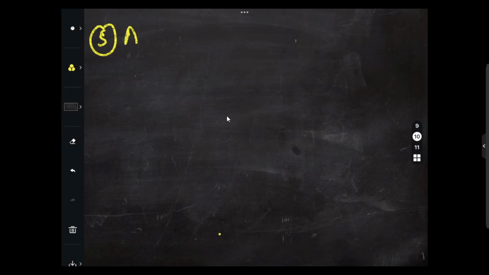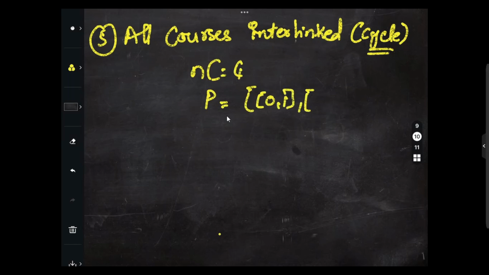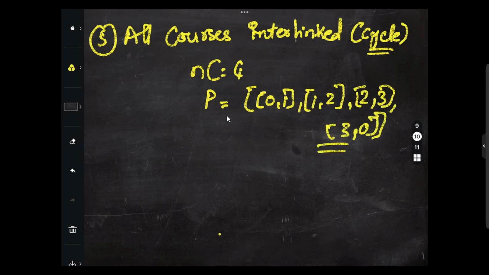All courses interlinked. Interlinked means cycle. Here it will form a cycle when all courses are interlinked. Here number of courses, let me consider 4. Prerequisites, let me consider here 0, 1, 1, 2. This has to be interlinked, right? 2, 3 and 3, 0. All the courses are interlinked here.